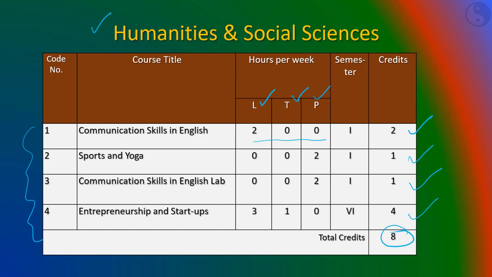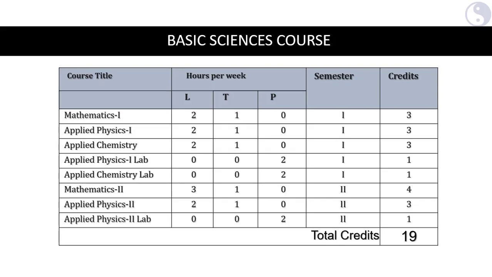The next important component of curriculum is basic science. For diploma engineering, these types of courses come under basic science, and for this also the structure of theoretical classes, tutorial and practical has to be established as per curriculum, and the visiting team will check the genuineness of the document. So the total credit for this component is 19.